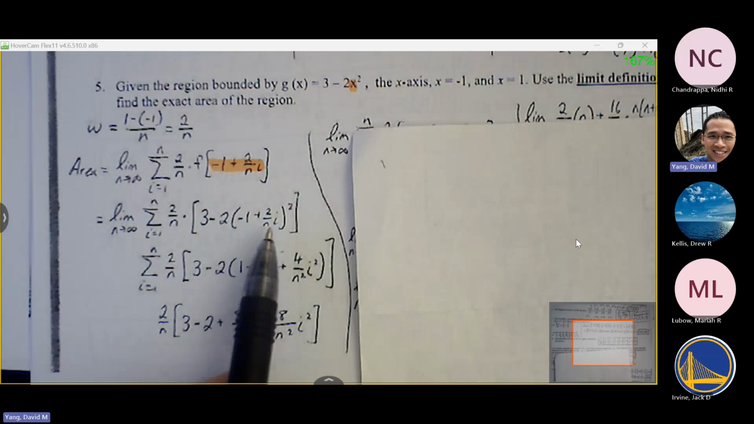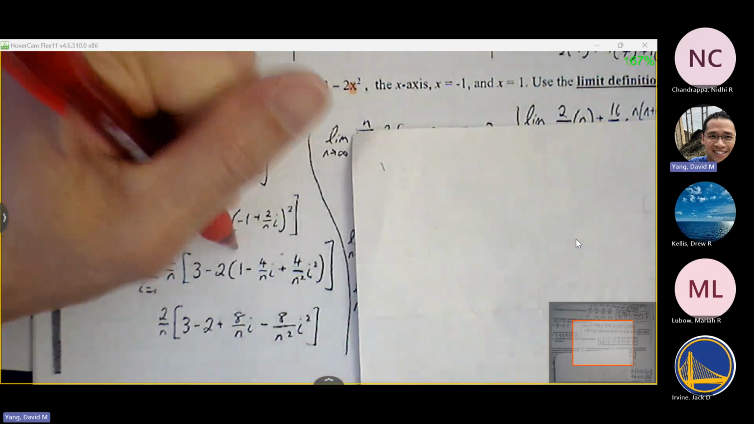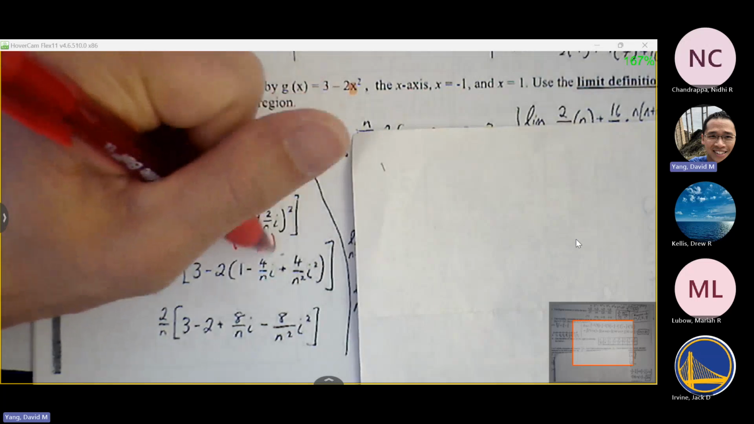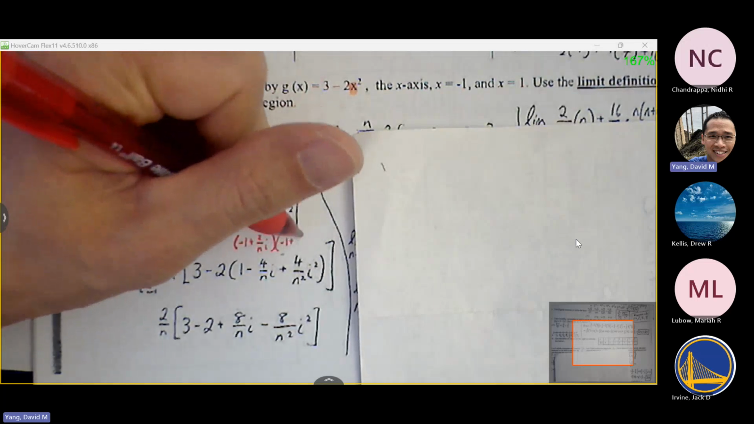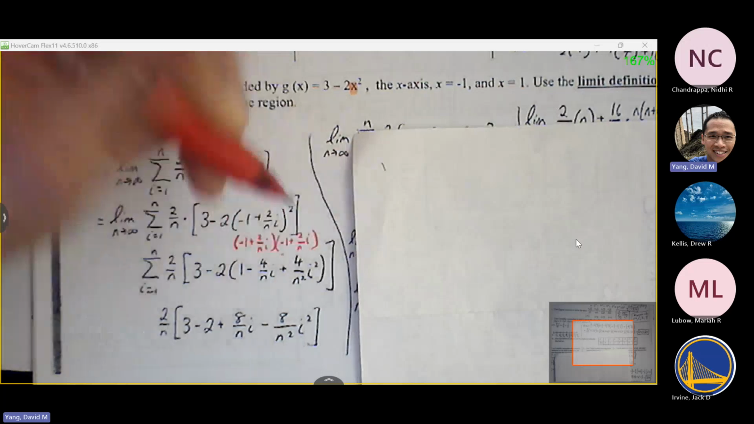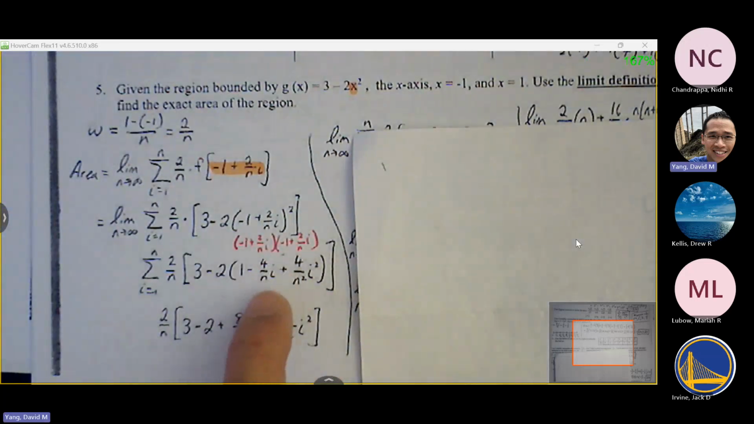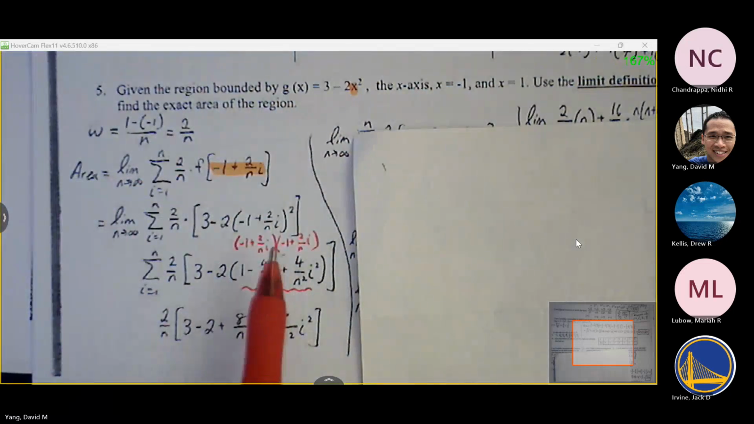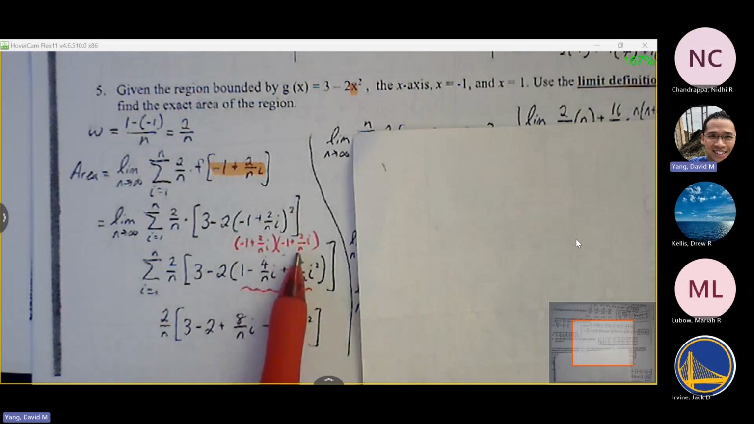Okay, take the time to FOIL out or expand out your parentheses there. So basically that's -1 plus 2 over n times i, times -1 plus 2 over n times i. If I were to expand that out, this is what I would get: 1 minus 2 over ni minus 2 over ni, which gives us -4 over ni, and then plus 4 over n squared i squared.